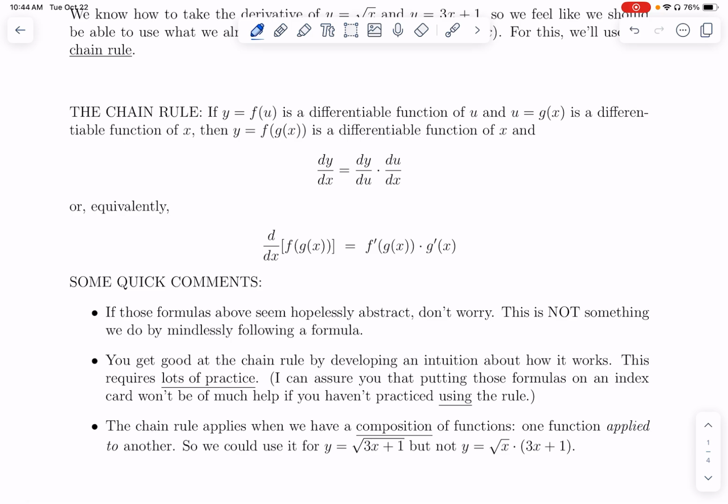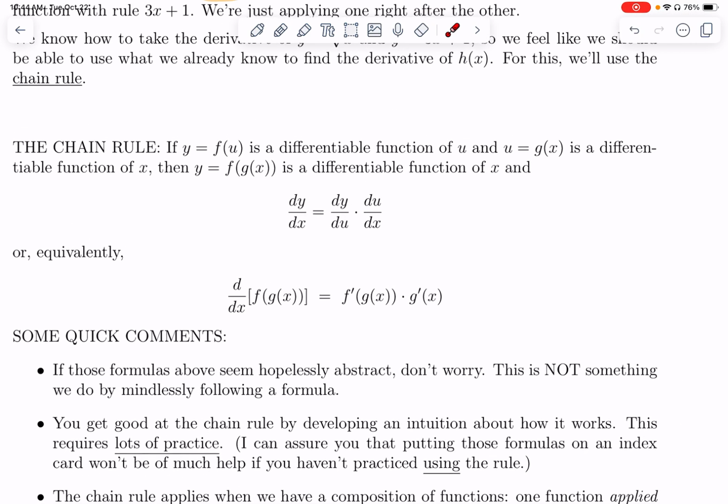So I'm just going to give you a heads up. This looks super duper abstract, and it is. I'm going to formally cover these rules, but we're going to get good at this by wrapping our heads around the idea rather than formally following these formulas. So here's one way of saying it.